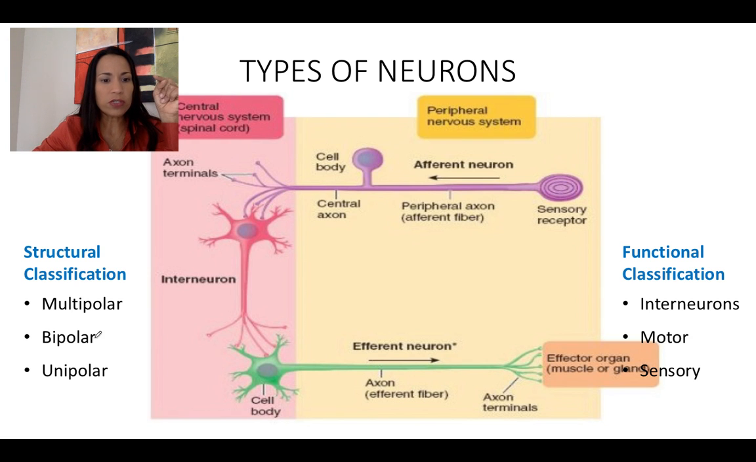Now, we have another type of neuron that we don't have here, the bipolar neuron. And bipolar looks something like that.